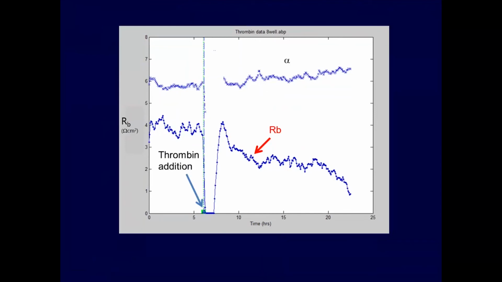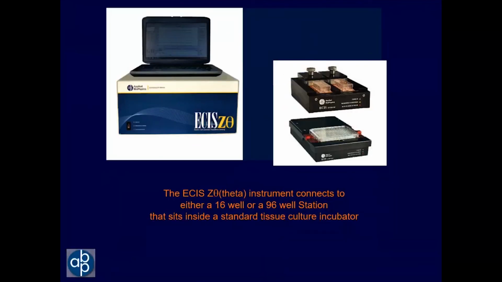Well, that's what I wanted to cover today. These measurements are all made using our ECIS Z-theta instrumentation. This can connect either to a device in the incubator that holds 2 of the 8-well arrays or a 96-well arrays. And they come with different patterns of electrodes, as we discussed earlier.